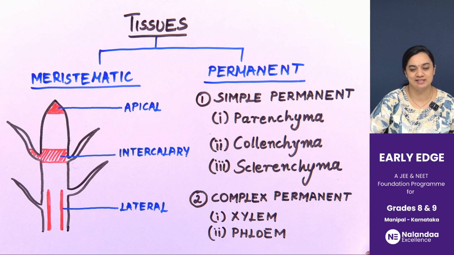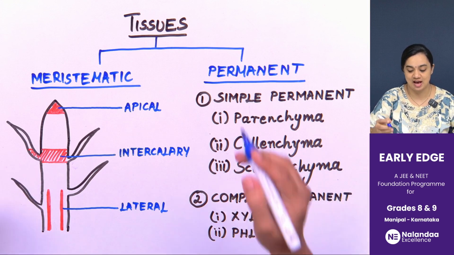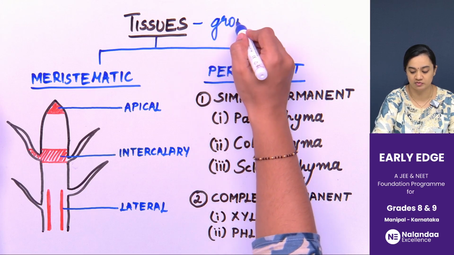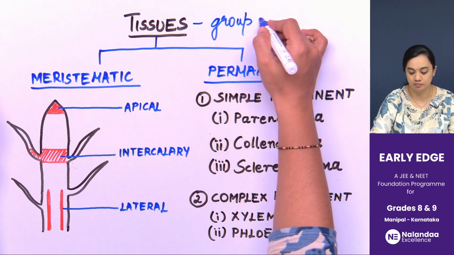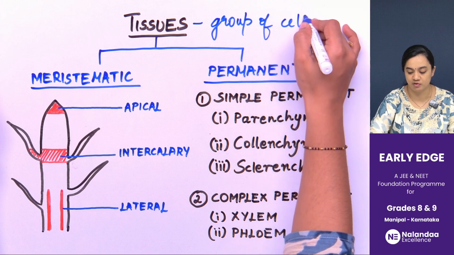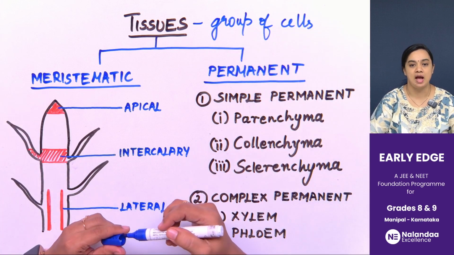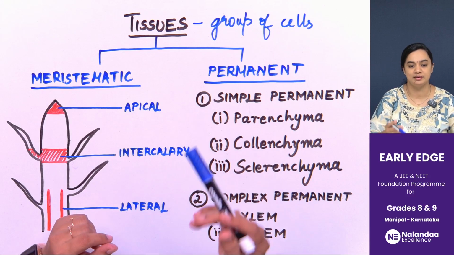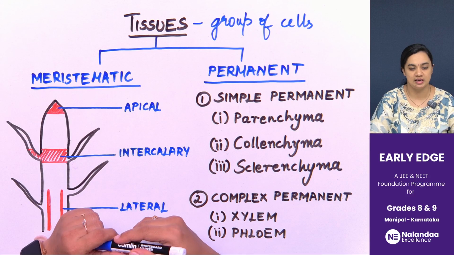So today we'll be discussing a very simple topic under biology, which is tissues. Now you all know what tissues are, right? So tissues are an aggregation of cells or a group of cells. Okay, so a group of cells that perform similar functions are called tissues. So you know that cells will group together and they will form a type of tissue.